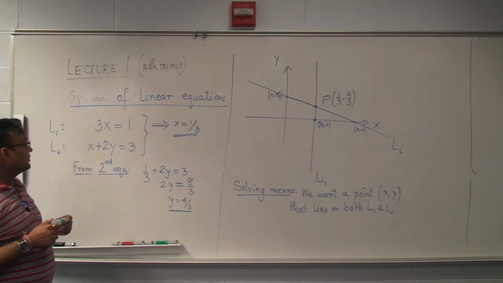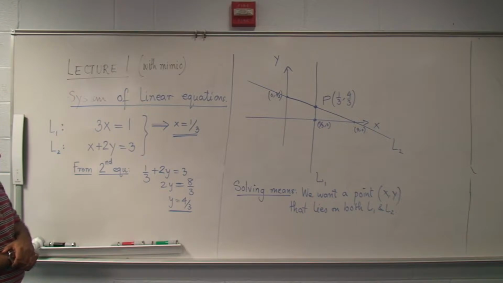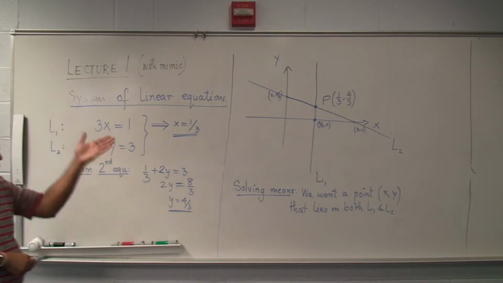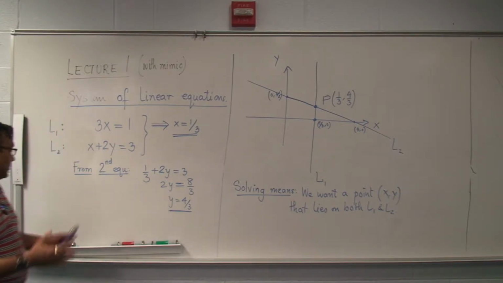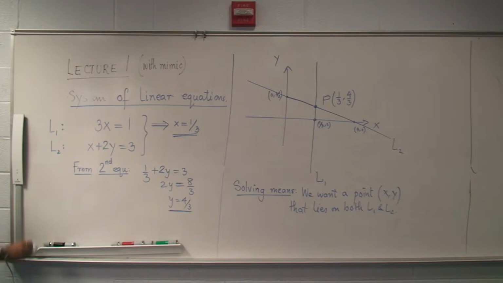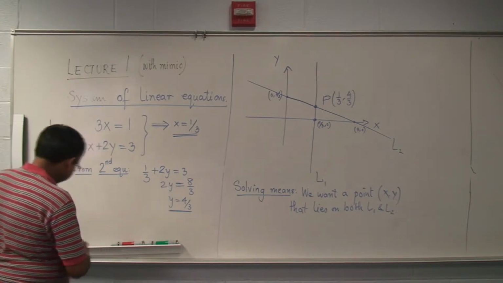Now that raises a question: if I give you two straight lines or two equations like this, will it always result in one solution? Can it result in more than one solution? Could it be possible it has no solution? Could it be possible it has 23 solutions? So on and so forth. So these are the kind of questions we want to answer in lower dimensions first, and then we'll take it to higher dimensions.